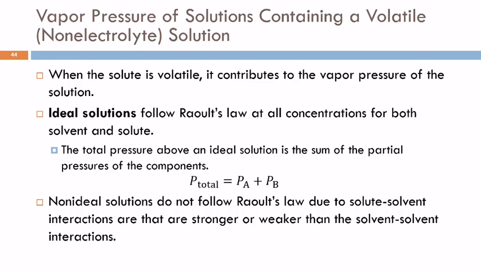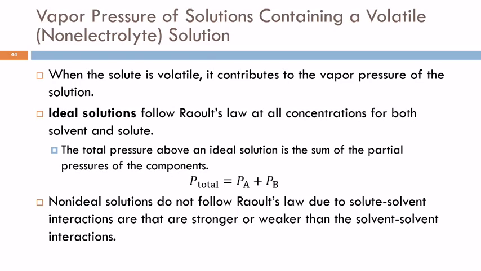So an ideal solution will follow Raoult's law at all concentrations for both the solvent and the solute. And if we want to know the total pressure above, the total pressure will be the pressure of the solvent plus the pressure of the solute, or whatever the components are, pressure from each of them.